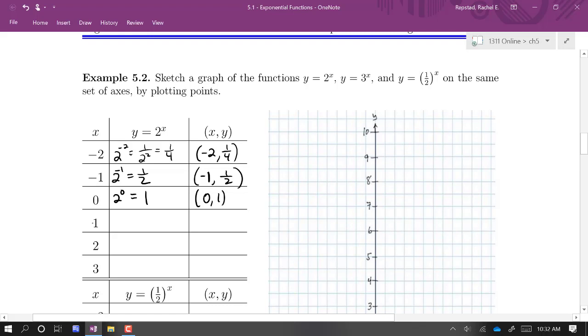Moving on, 2 to the first is, of course, 2. So we get the point 1, 2. Next, 2 squared is 4, so we get the point 2, 4, and 2 cubed is 8, so we get the point 3, 8. What I've done in that first column is choose a variety of x's. I made sure that I got some negative x's and some positive x's. It's always helpful to see what happens when you plug in 0, as long as you're allowed to plug in 0.